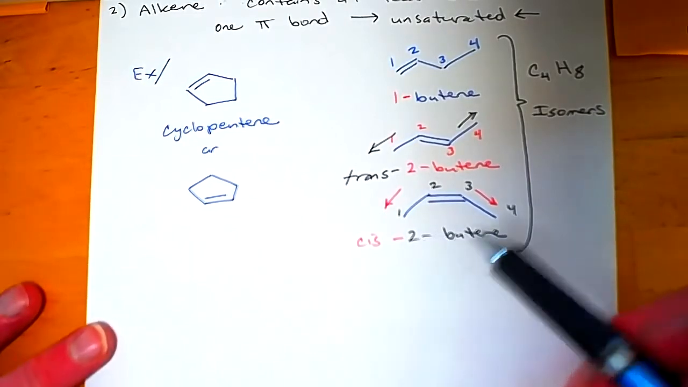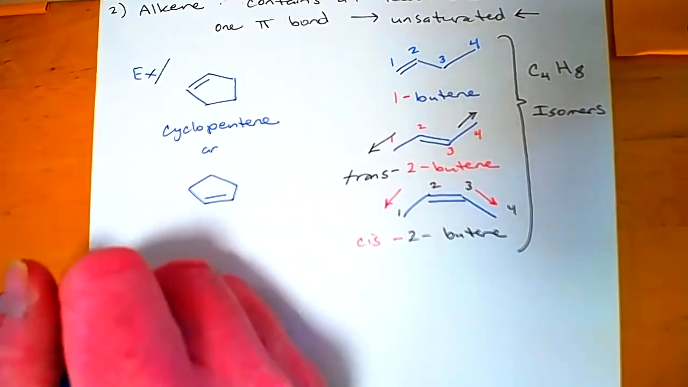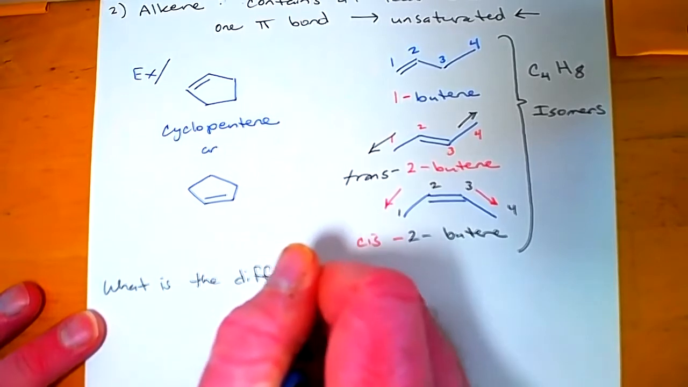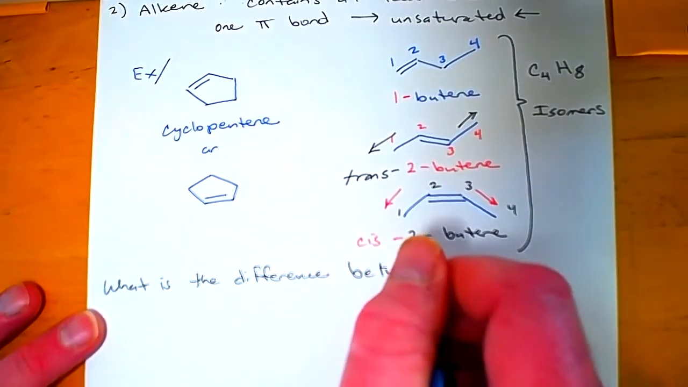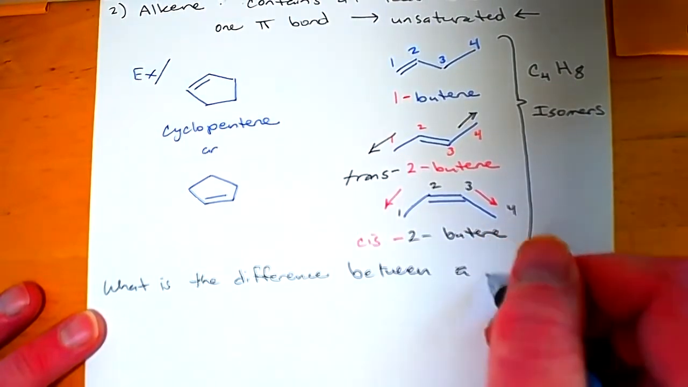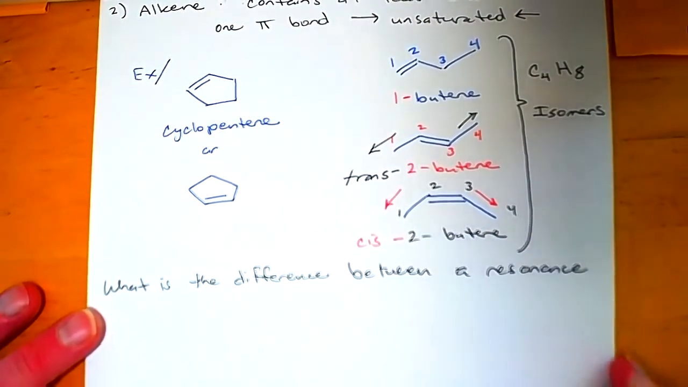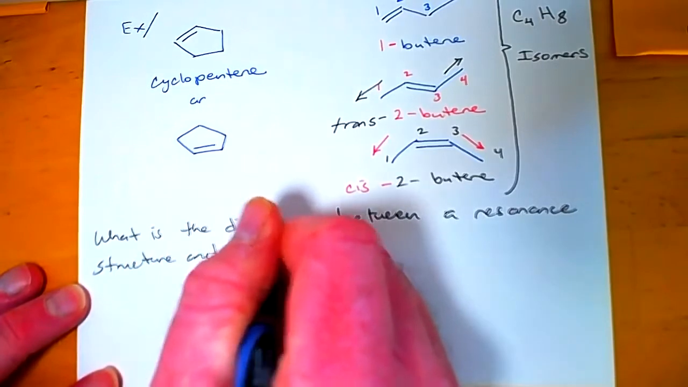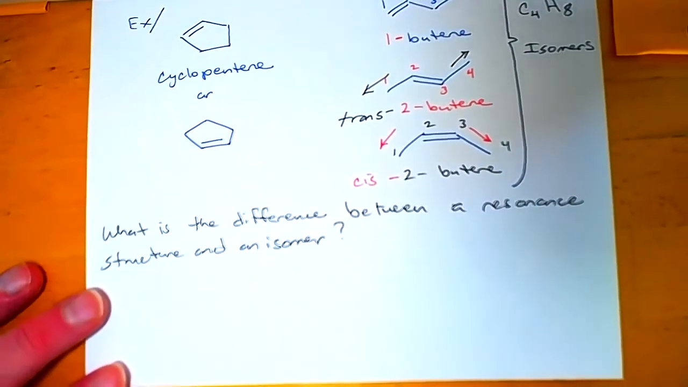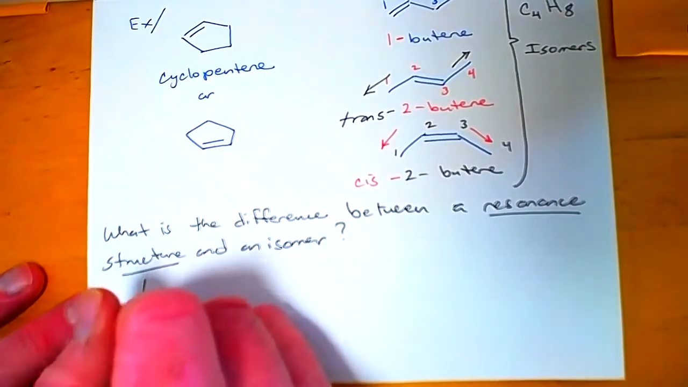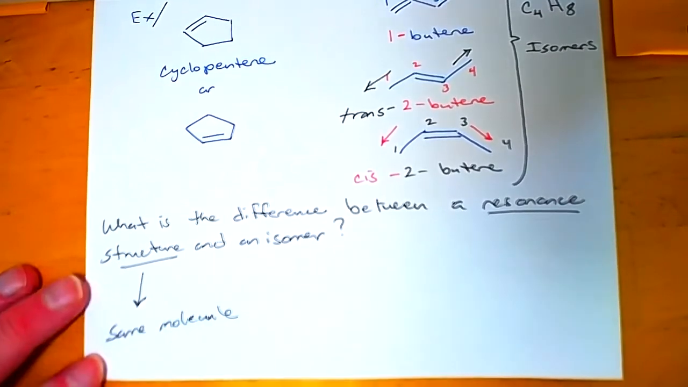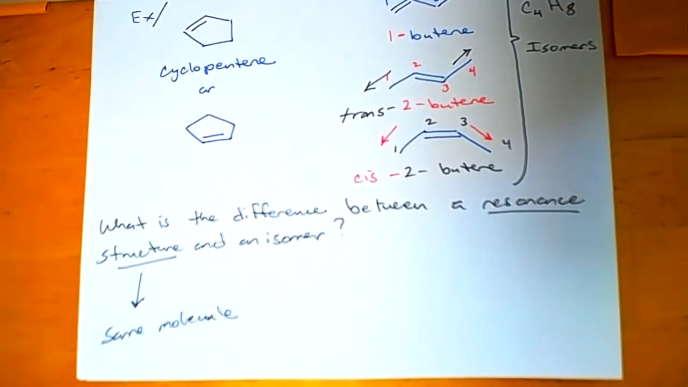Okay, so let me just reiterate that again. What is the difference between a resonance structure and an isomer? Well, the answer is that with a resonance structure, you are talking about the same molecule. In other words, all the different ways that you're drawing it all represent the same molecule. You're just looking at different pictures of it.